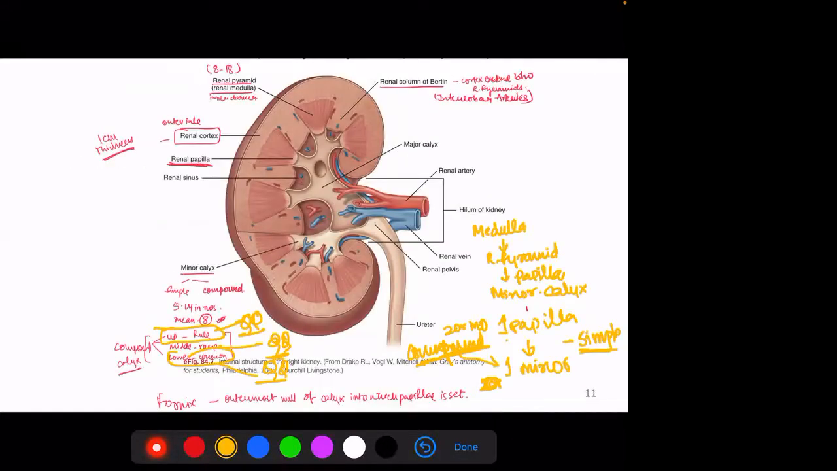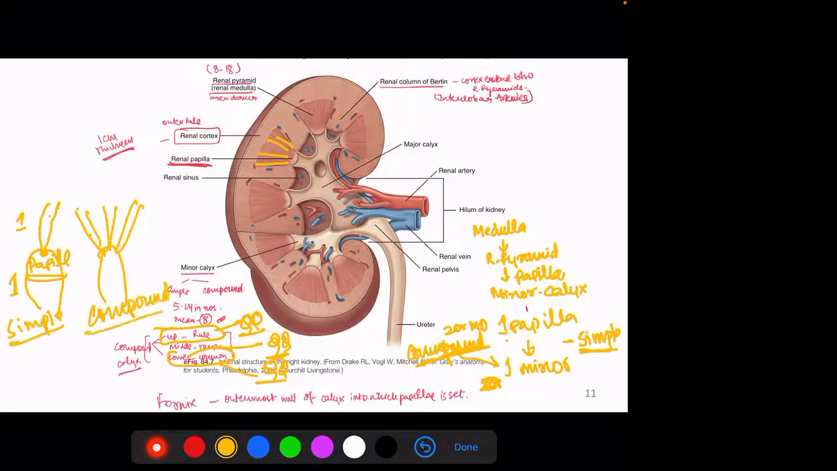Compound calyx, just a simple thing. This is a pyramid; there are multiple pyramids. The apex of the pyramid is known as the papilla. These papillae open into the minor calyx. When a single papilla opens into one minor calyx, it is known as a simple calyx. But when there is a minor calyx and two or more papillae open into it, it is known as a compound calyx. For the general surgery point of view, this much is important.